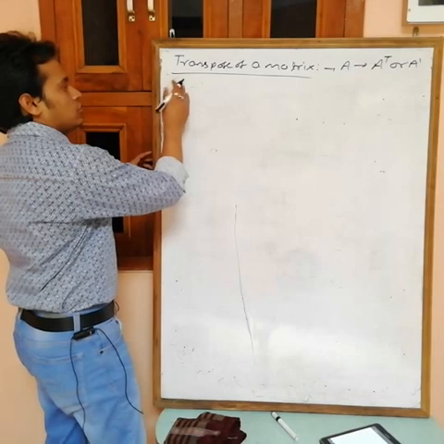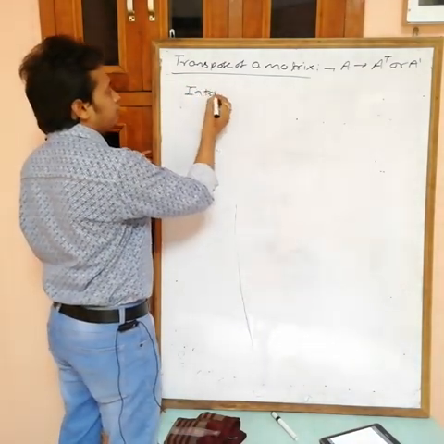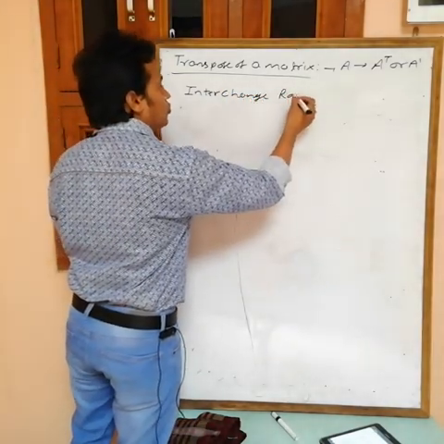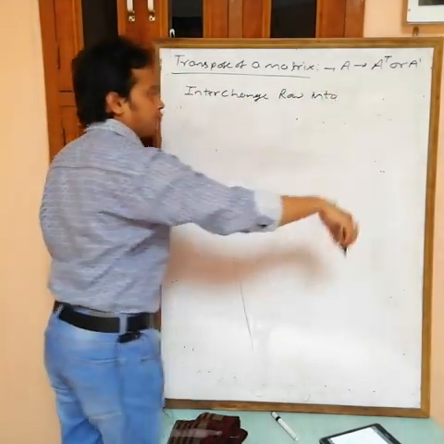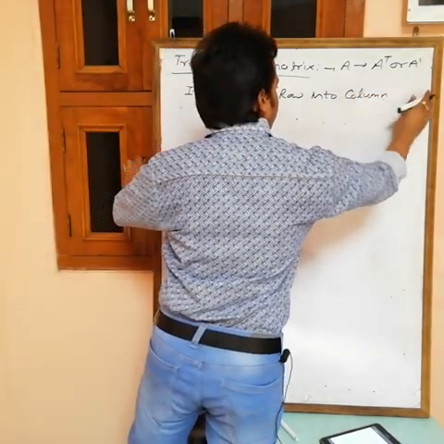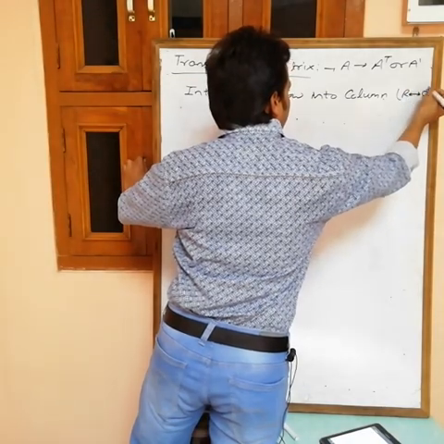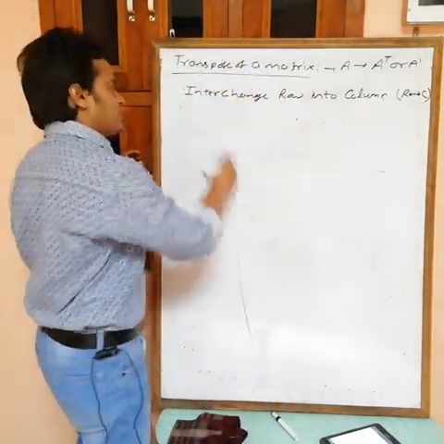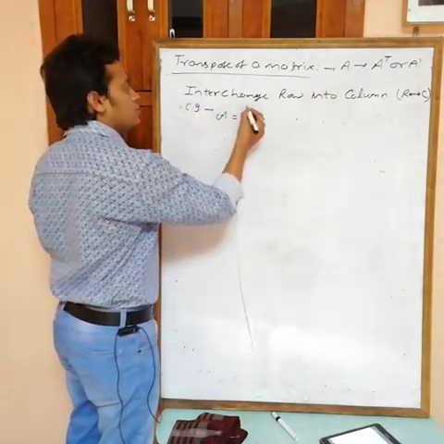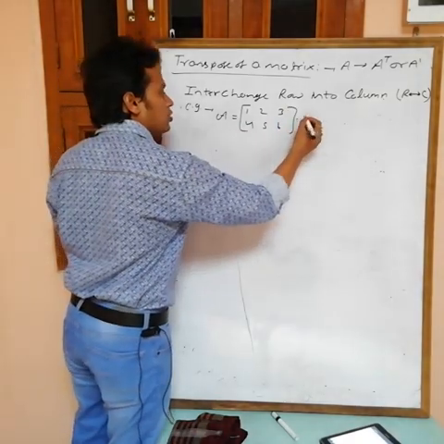Then you will get it. So how to get transpose of a matrix? Interchange row into column. Okay? It means row become column and column become row. Then you will get transpose of that matrix. For example, A is equal to 1, 2, 3, 4, 5, 6.